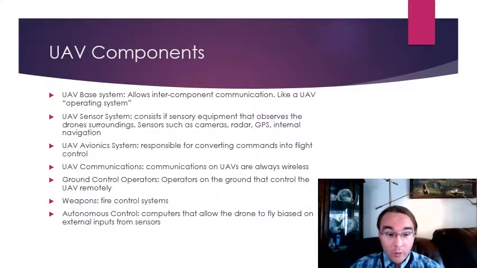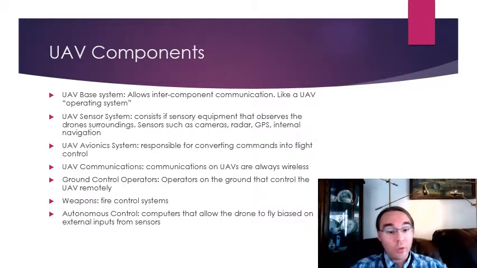The UAV components are composed of the base system, the sensor system, the avionics system, communications, ground control operators, weapons, and autonomous control. The UAV base system allows intercommunication between the components of a UAV. This is like the operating system. It combines the hardware and the software together. Next, we have the UAV sensor system, which consists of sensor equipment that is used to observe the drone's surroundings. Sensors such as camera, GPS, radar, LiDAR, hypersonic sensors. These allow the drone to observe its environment around it and eventually interact with it.